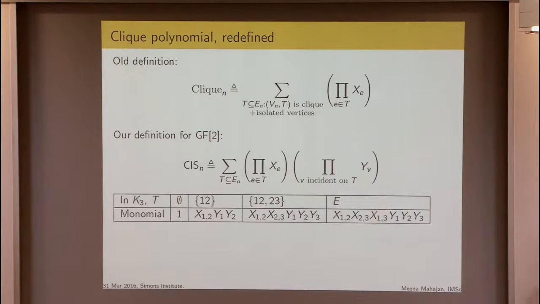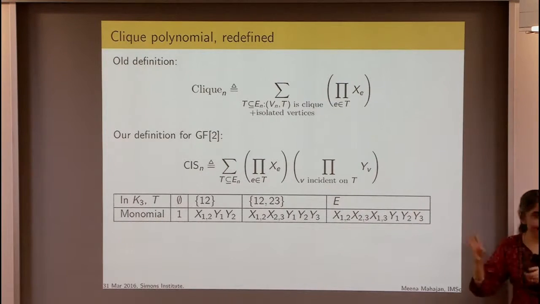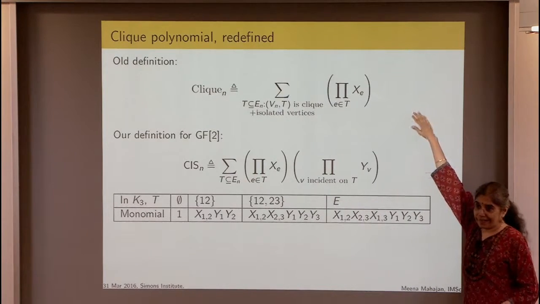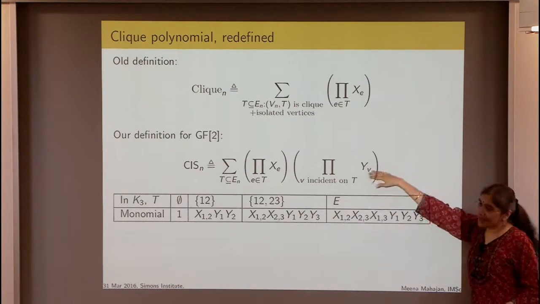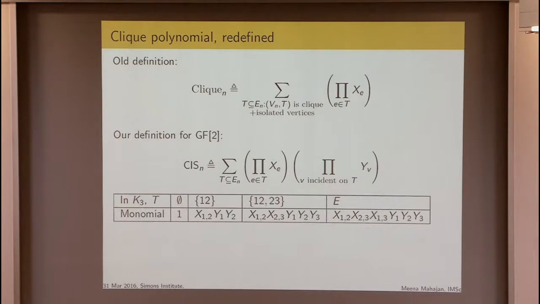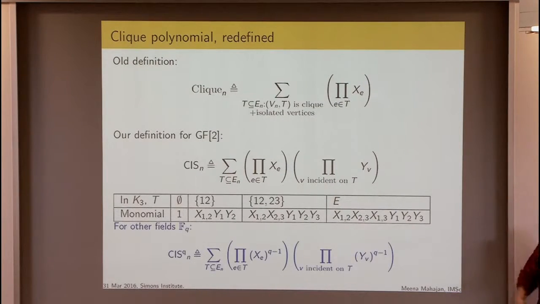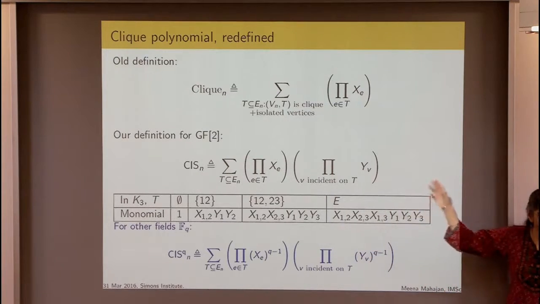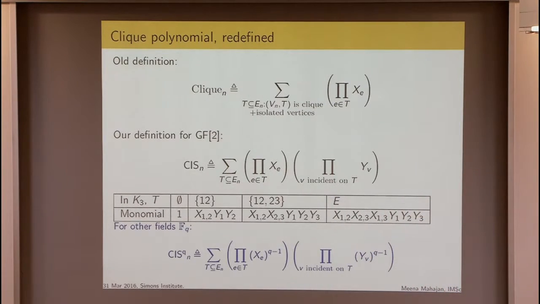The idea of throwing in stuff which eventually either cancels out or is irrelevant is that it's going to make this new polynomial easier than the hard polynomial. At the same time, it still has information about a clique, so it cannot become too easy. That's the idea. So this is our definition of the clique polynomial. And this is for GF2. For other fields, exactly the same thing, but you just raise this to the power q minus 1 if you have a finite field of size q.